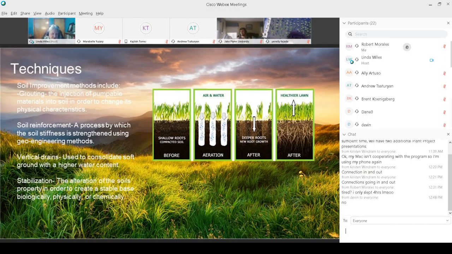So here are some techniques for using compost and improving the soil. So here you have shallow roots. This would be an example where, if you have a long grass and you cut it below 3 inches, you have very shallow roots. You often have compacted soil. Along with that too-short grass, you would also have increased weed pressure.